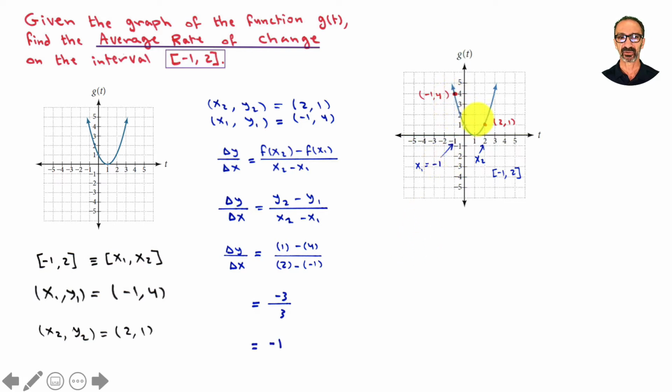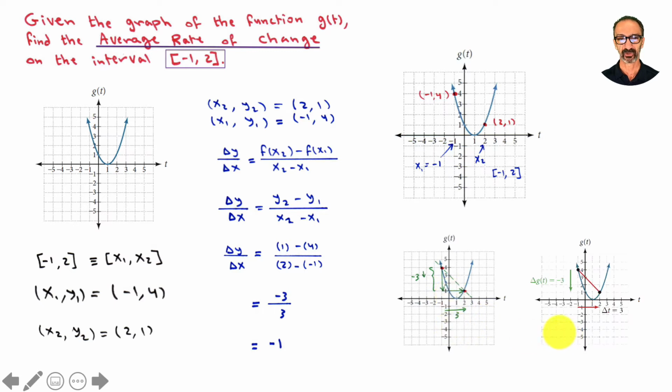The graph shows that overall the slope is -1, but that's the secant. The slope here is greater than -1 and negative, like -2 and -3, but it averages out because it goes back up. We're going down 3 and to the right 3, which gives me a slope of -1 over 1, which is -1. So the average value is actually the slope of the secant, this red line that connects this point and this point.